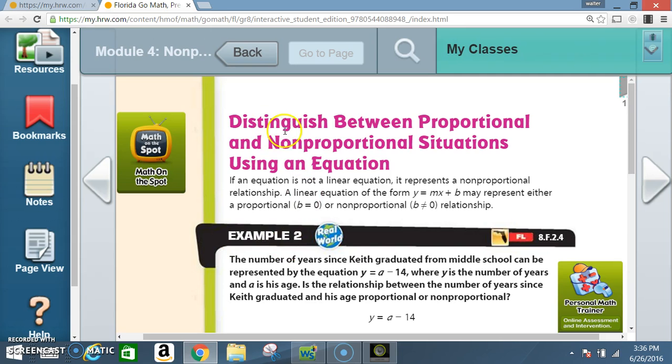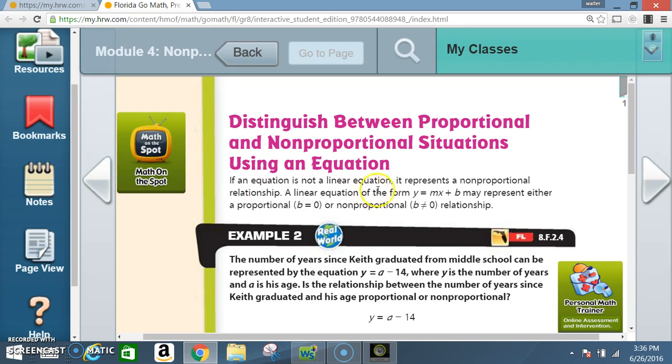Example 2. Distinguish between proportional and non-proportional situations using an equation. If an equation is not a linear equation, it represents a non-proportional relationship.